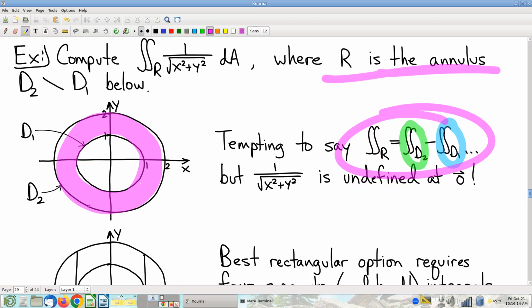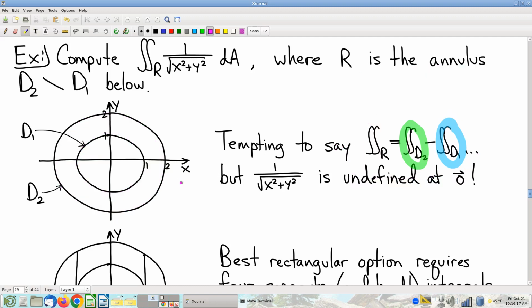Here's the problem: neither one of these integrals is defined. The problem is that if you look at the integrand over here, this integrand fails to be defined at the origin. At the origin, there's just a problem. It doesn't make any sense. There is no value for the integrand there. And integrals are finicky things. If you have a singularity somewhere in your domain, then it's just not defined.